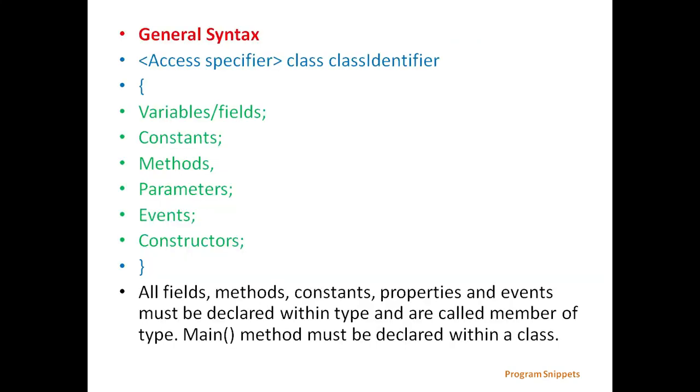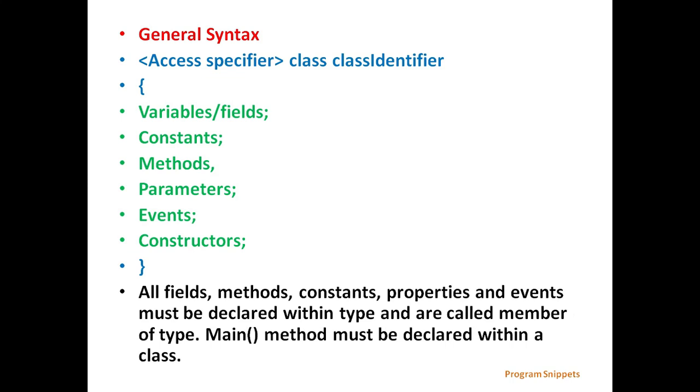General syntax for defining a class is access specifier, then class and class name, and with variables or fields, constants, methods, parameters, events and constructors. That is, a class may contain variables, constants, methods, parameters, events and constructors. All fields, methods, constants, properties and events must be declared within the type and are called members of the type. Main method must be declared within a class for execution.